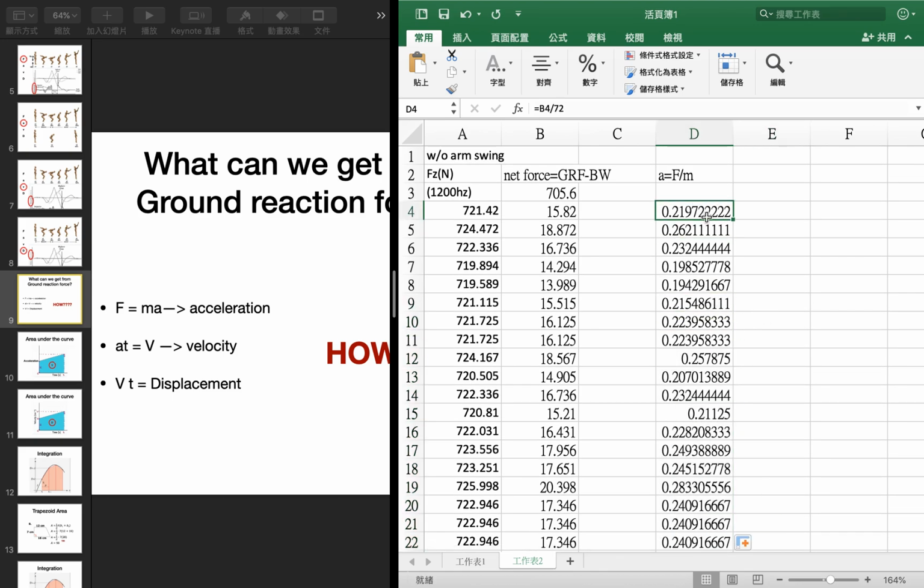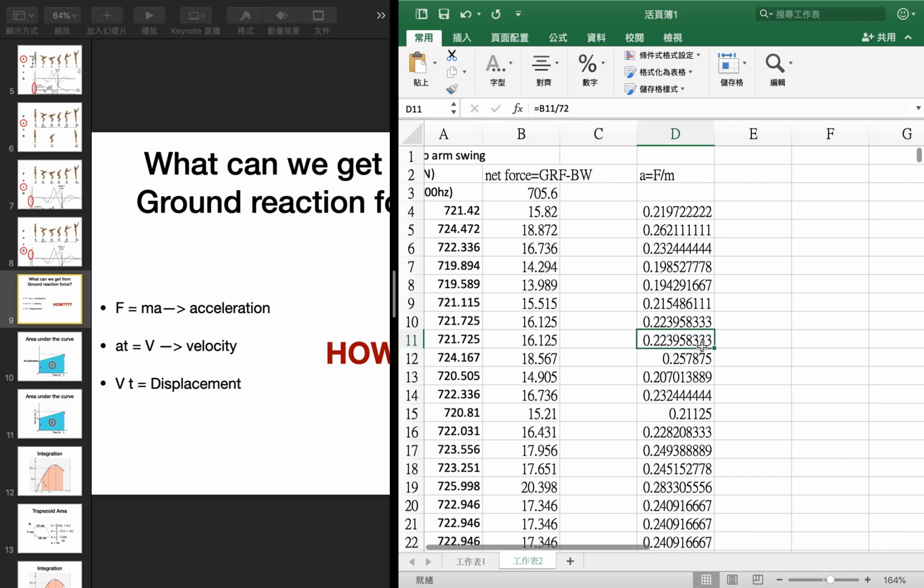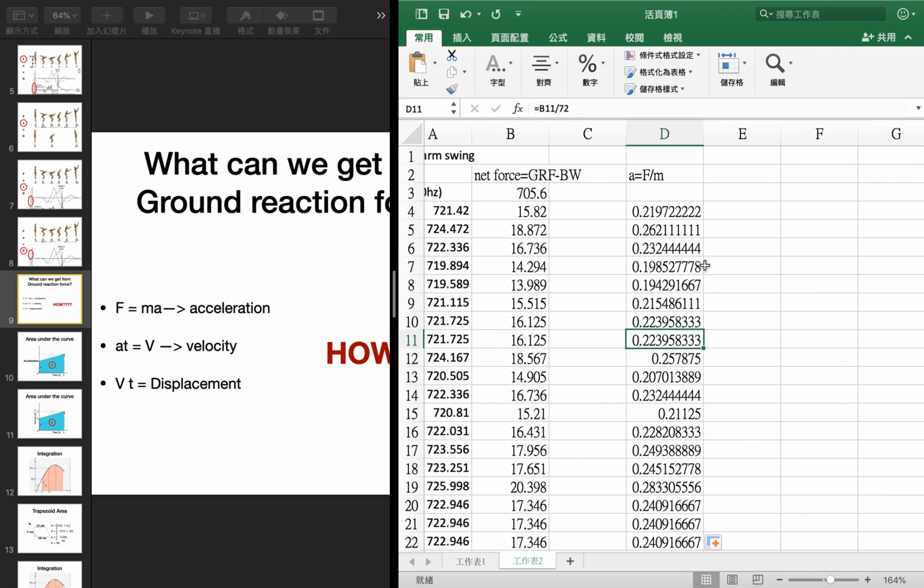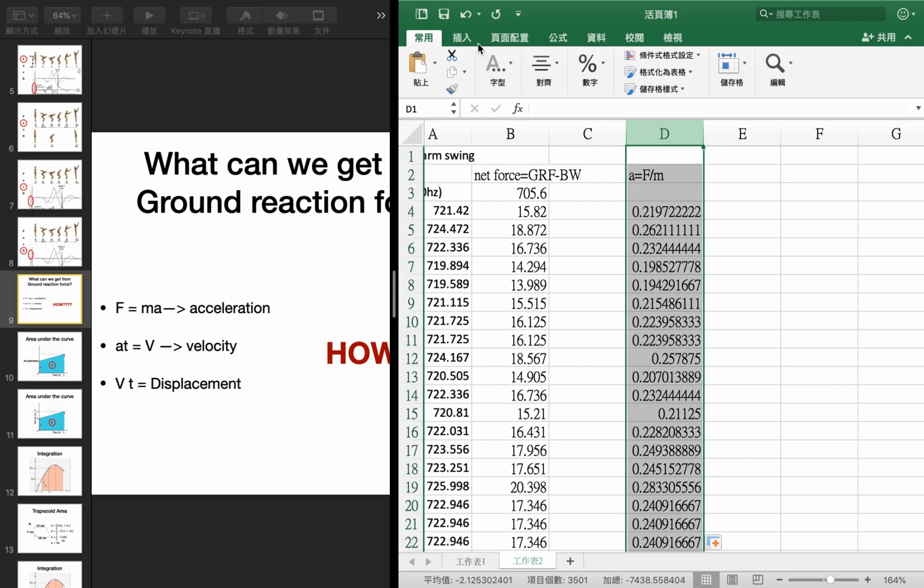Okay, so when you drag it, you can see the function here. So it'll be V4 divided by 72. Here will be V5 divided by 72. V6 divided by 72. Okay. So we got acceleration now, and we can plot it out to see how it looks like.